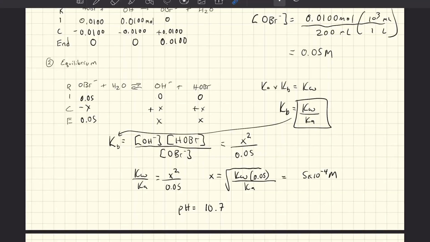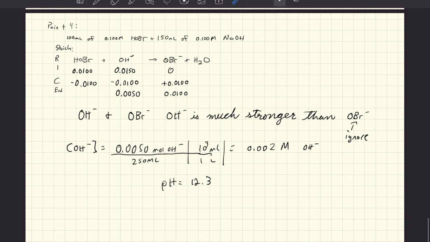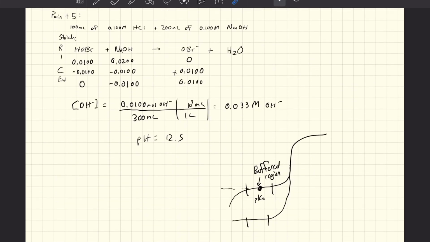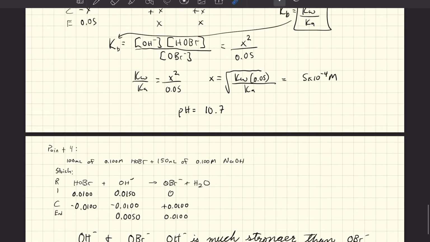So I might just have you pick an acid base combination and just do some calculations for them. Okay. You've done most of these calculations before. It's just kind of putting all this stuff together.